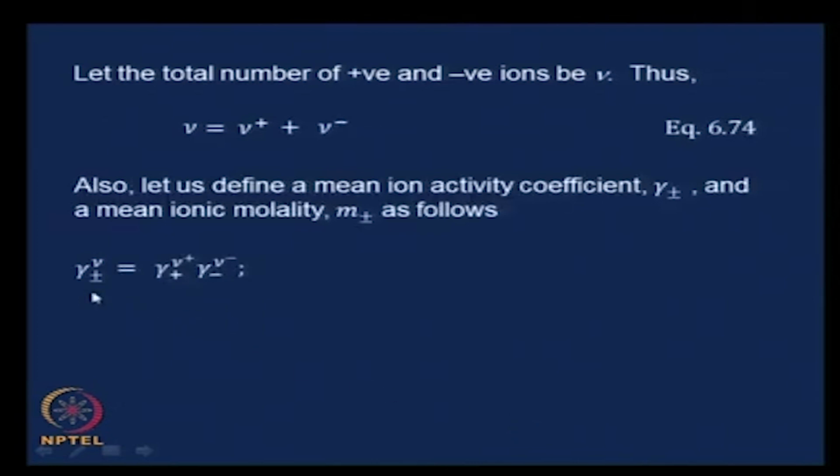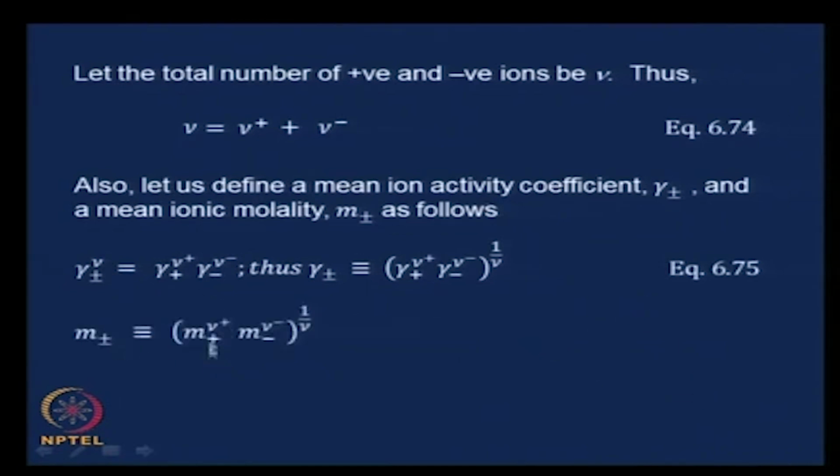So gamma plus minus to the power of some nu equals gamma plus nu plus times gamma minus nu minus, and therefore gamma plus minus is defined as gamma plus nu plus gamma minus nu minus to the whole raised to the power of 1 by nu. Let us call that 675, and on the same lines m plus minus is m plus raised to the power of nu plus, m minus raised to the power of nu minus, and the whole raised to the power of 1 by nu.